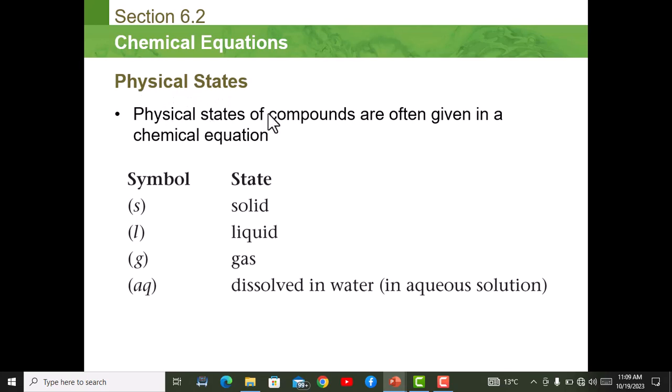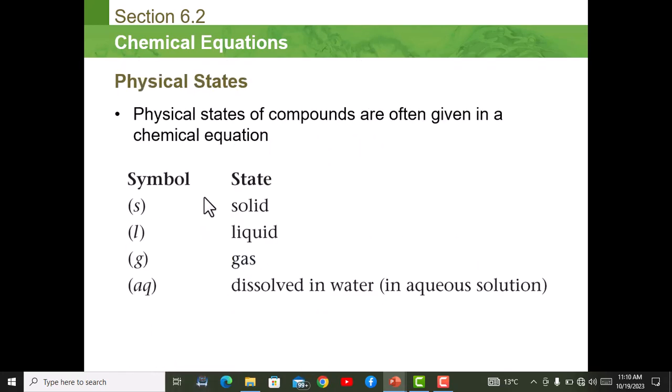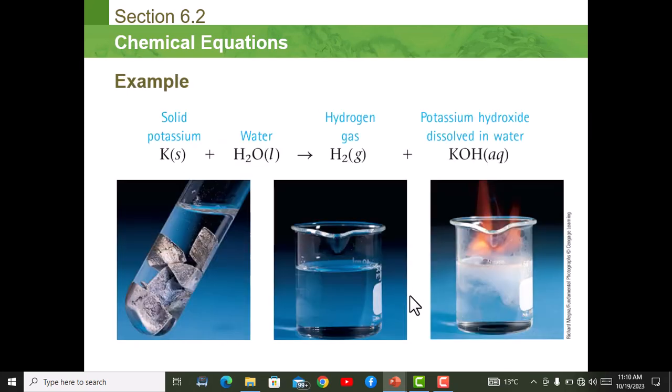Let's now look at the physical state. The physical state of a compound is often given in a chemical symbol, the state in which it is before it can react. Unfortunately, here we did not show the states of all of these, but we will see them as we continue. So we have the symbols that we use for solid, liquid and gas. An aqueous solution, something that dissolves in water, is an aqueous solution. Here we are trying to address that.